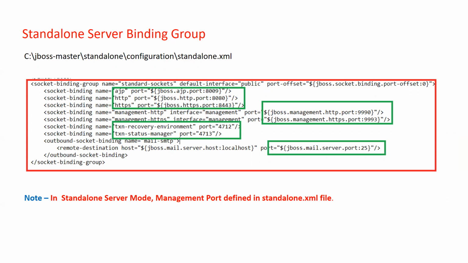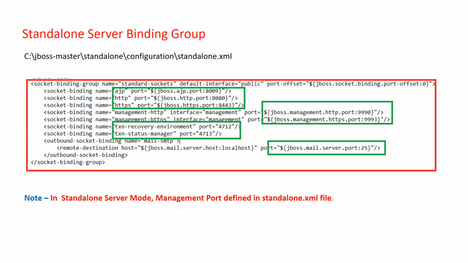Inside your standalone.xml file for a socket binding group, you have different ports: AJP port 8009, which we use when we do an integration with a web server. The default HTTP port of the web server running inside JBoss is 8080. The HTTPS port for the server is 8443. The management port is 9990.